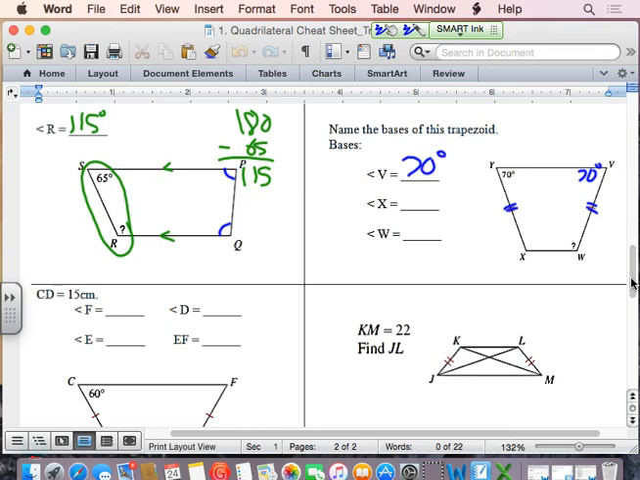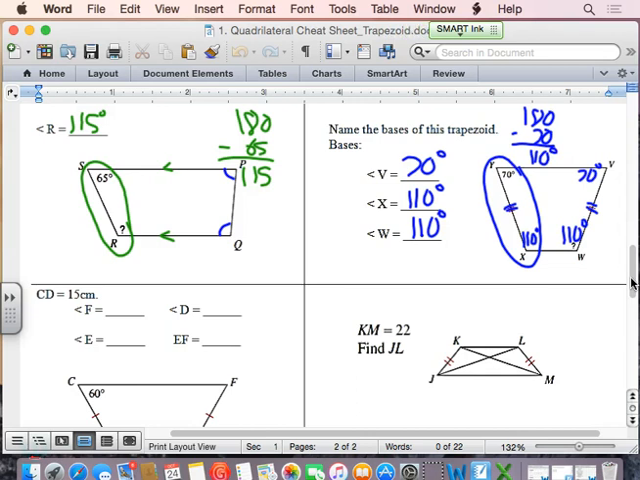degrees. And then we also know that same side interior angles have to add up to 180. So what's 180 minus 70? 110. So this angle is 110. It's angle X, 110 degrees. And then again, it's a base angle with angle W. Those are base angles, so W is also 110 degrees. So I'm going to go ahead and pause it and let you guys try the next two problems.